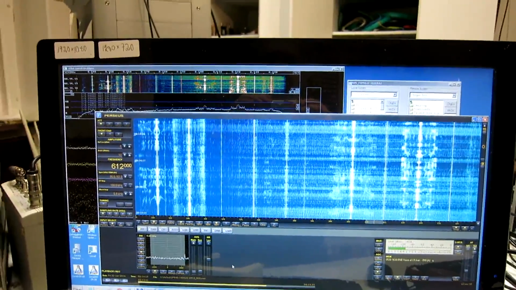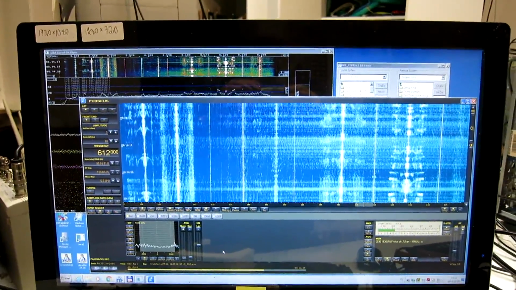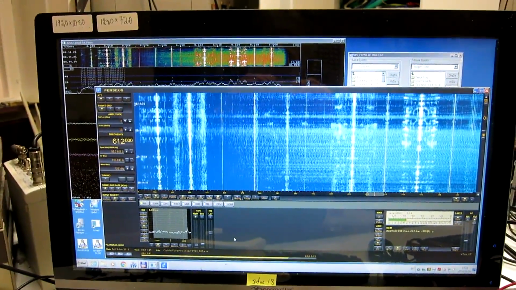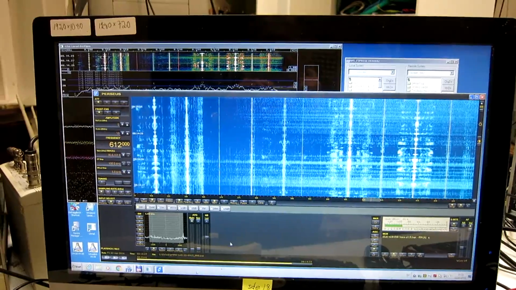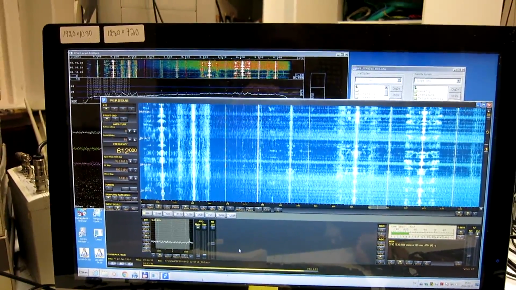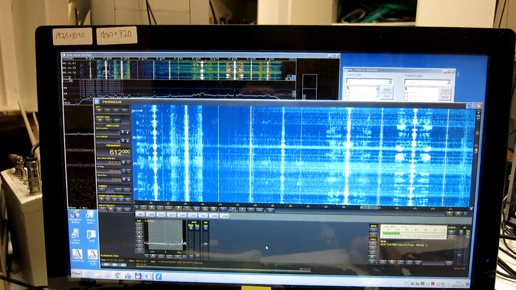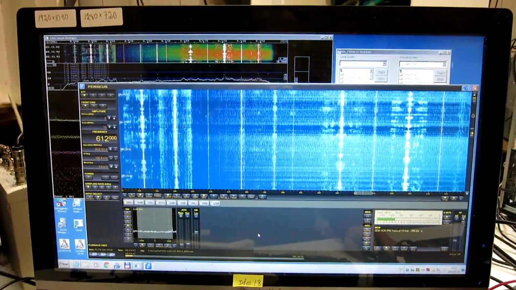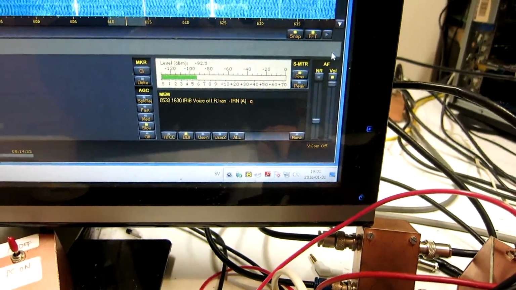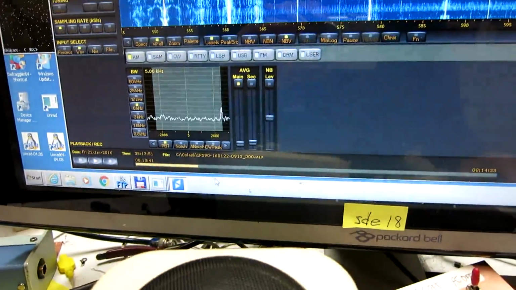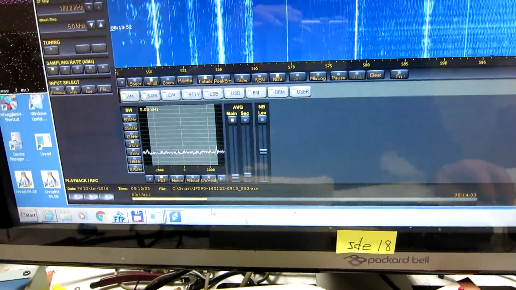Here is Perseus and Linrad, both running from the same wave file, a recording of 125 kHz with some impulse noise on it. At the moment the loudspeaker comes from the Perseus. The volume here is full and you can hear the unpleasant noise.